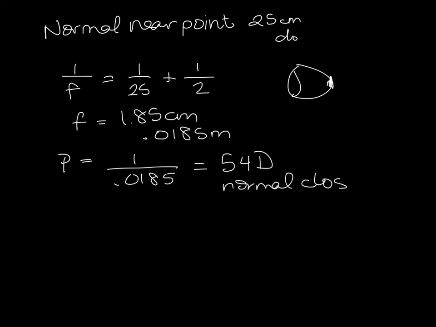So your glasses need to correct. If you're farsighted and you have that convex lens, this lens needs to correct to 54 diopters.